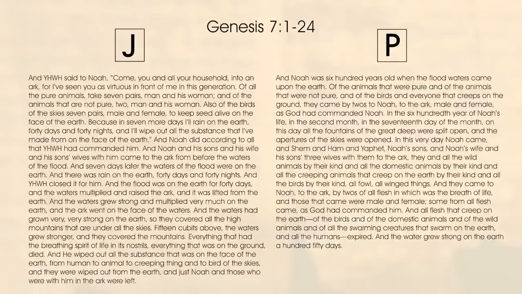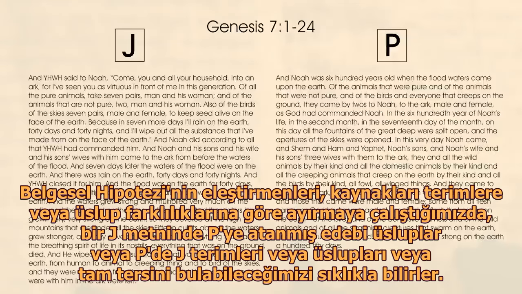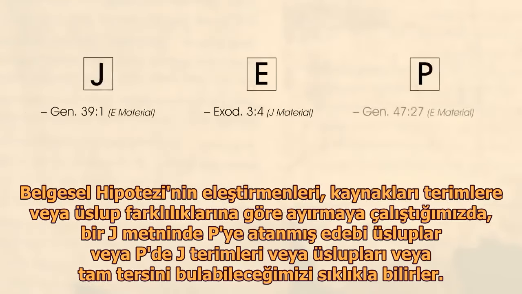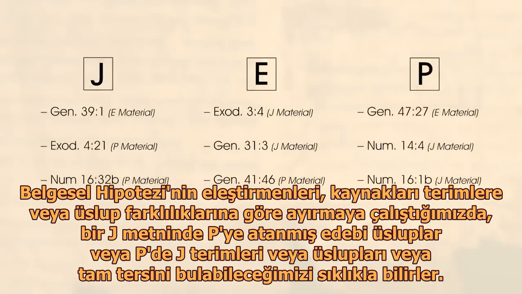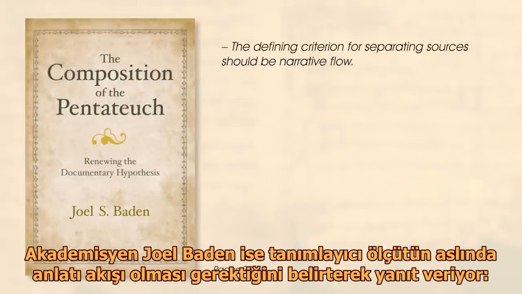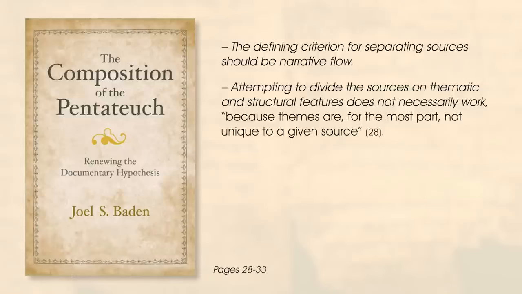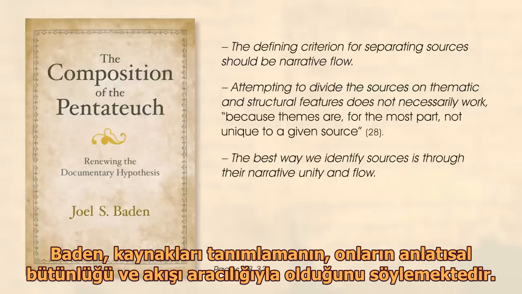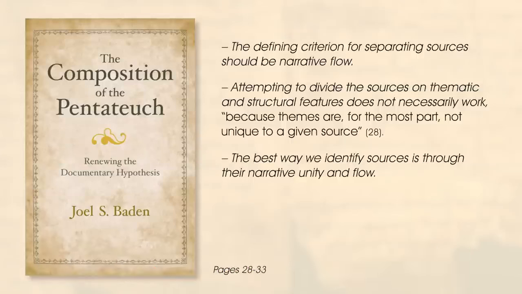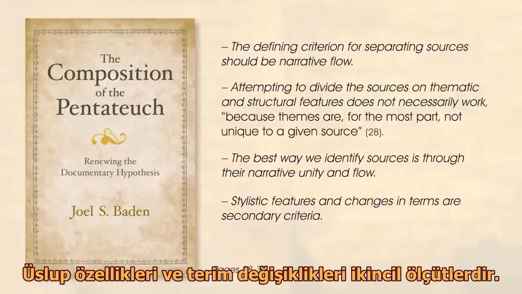Critics of the documentary hypothesis often note when we attempt to divide sources based on terms or stylistic variations, we can find literary styles assigned to P in what is a J text, or J terms or style in P, and vice versa. The scholar Joel Baden responds by noting that the defining criterion should actually be narrative flow. Attempting to divide sources on thematic and structural features does not necessarily work, because themes are, for the most part, not unique to a given source. Instead, Baden says the way we identify sources is through their narrative unity and flow. Stylistic features and changes in terms are secondary criteria.